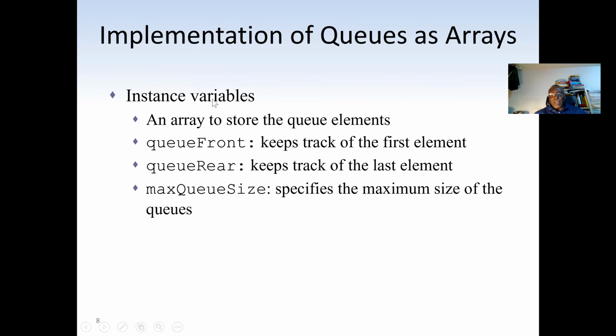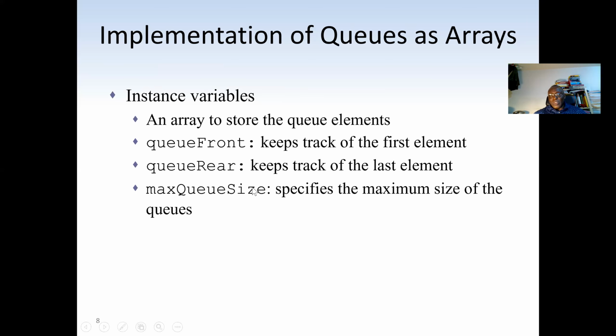So how many instance variables do we need? We remember in the stack we need only one instance variable, which is the top, a variable to keep track of the top element, and we created an array of objects. But in the queue, since we have the front and the rear, we want to keep track of what is in the front and the rear. Anytime we insert an item, we want to increment the rear because we insert an item from the rear. Anytime we remove an item, we want to increment the front since we remove an item.